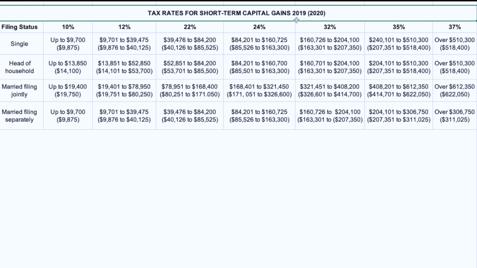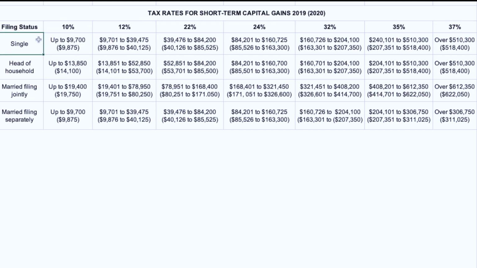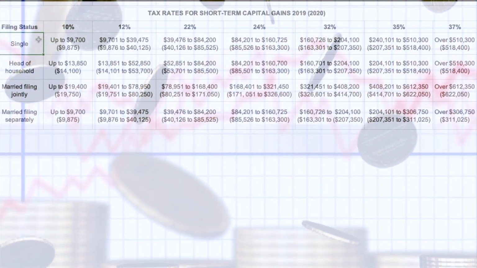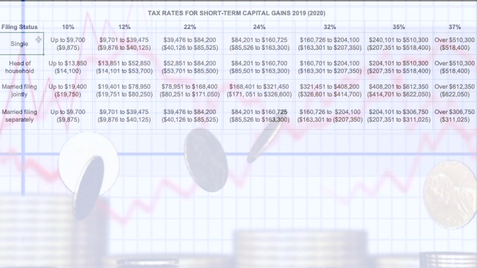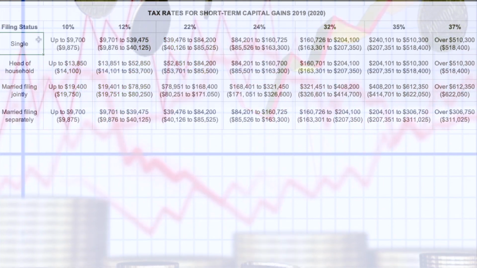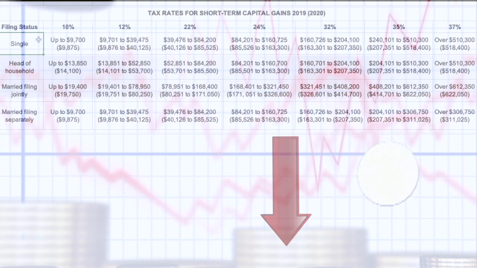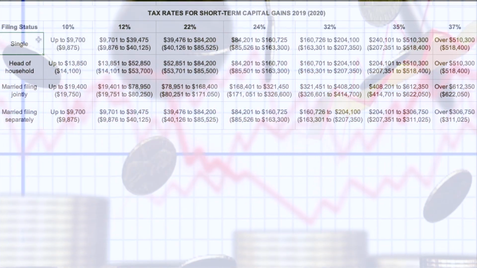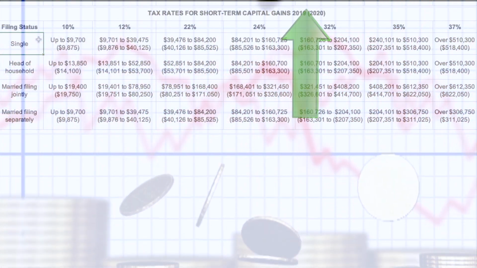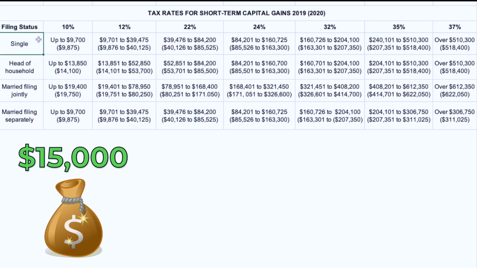So let's say that your filing status is single for 2019. And during that time, you did the right thing and invested your hard-earned money in the stock market and bought some stocks at a really good deal. It was like a Black Friday or something, and you saw that this stock price was continuously slashed and you were lucky enough to buy it at a dip. Then a few months later, the stock price skyrocketed and you made $15,000. Now, since you only made $15,000, you're going to be taxed on the lower end of the tax bracket, which will be 10 and 12%.